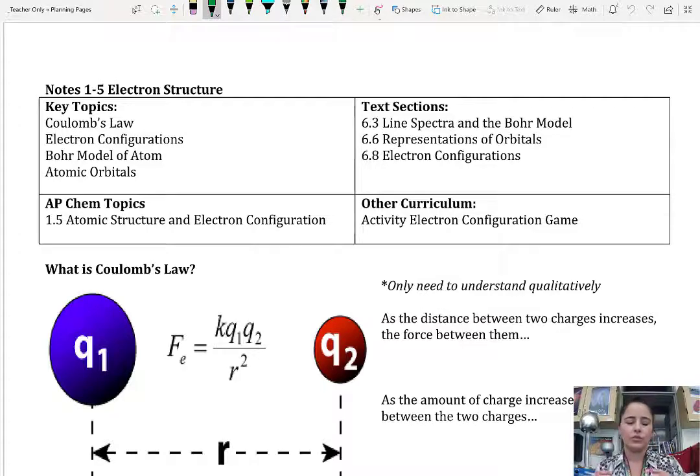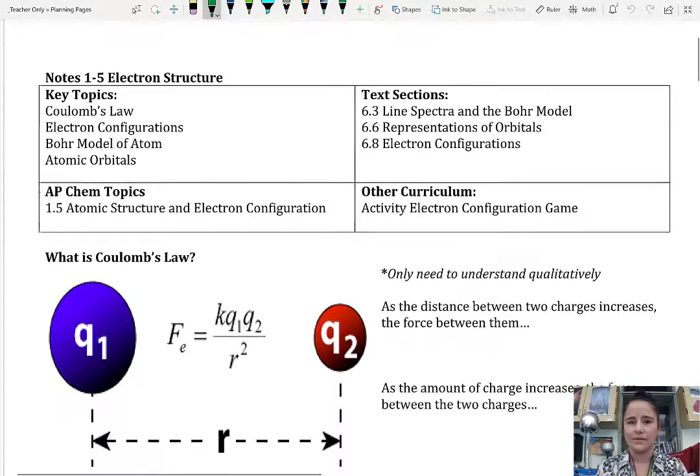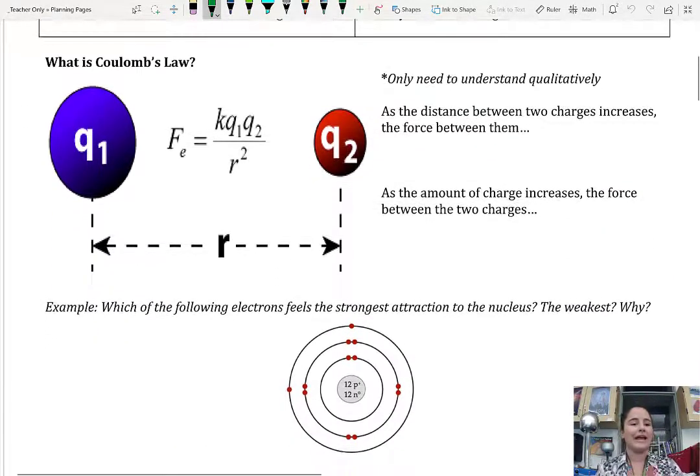If you can really internalize Coulomb's law, you'll be able to explain all of the periodic trends. You'll be able to understand why atoms react the way they do, why they bond the way they do. And it all comes down to Coulomb's law.